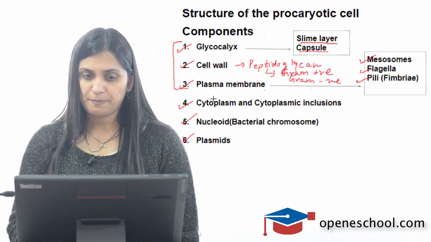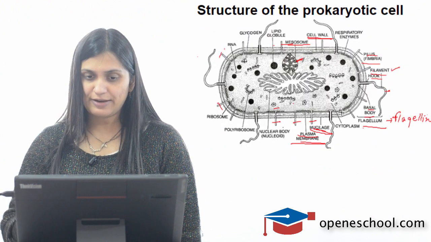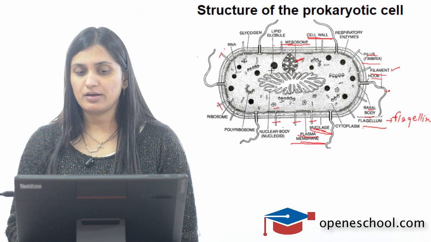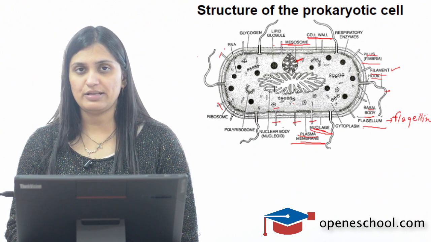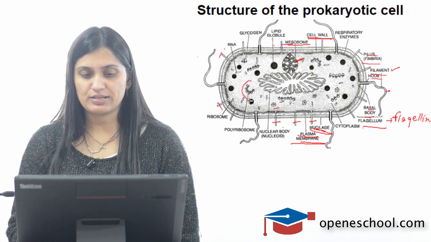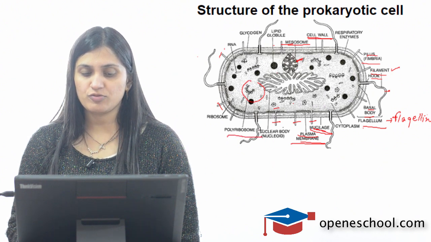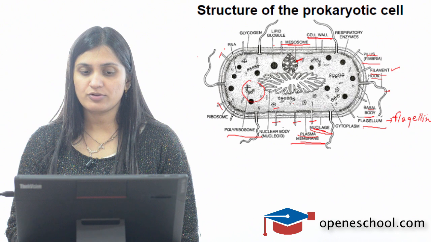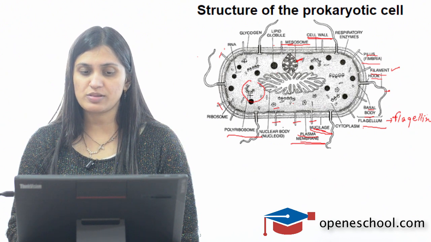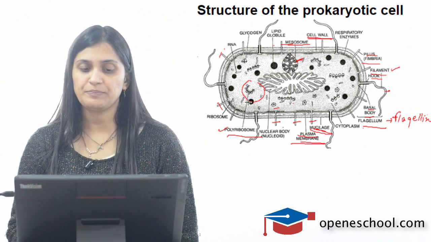Now the next one is the cytoplasm and cytoplasmic inclusions. The cytoplasm, as we can see here, is granular. The cytoplasm contains 70S ribosomes, which help in protein synthesis. Here we can see the structure called polyribosomes. In this, multiple ribosomes are attached to a single mRNA to form a structure called polyribosomes. They help in the translation of mRNA into proteins.